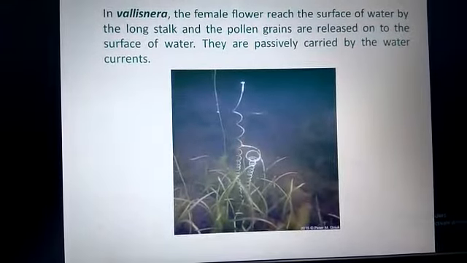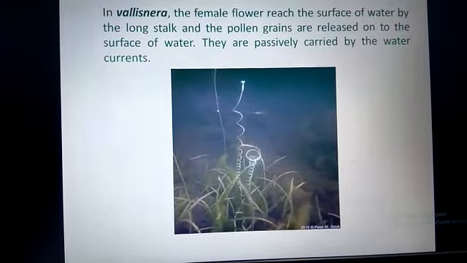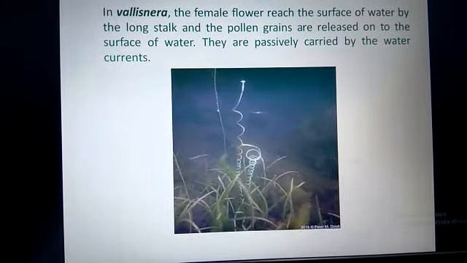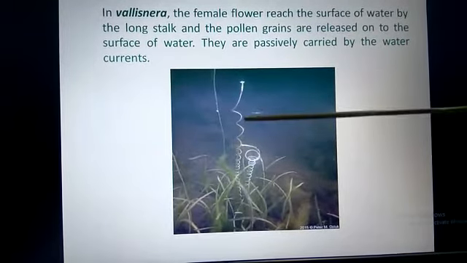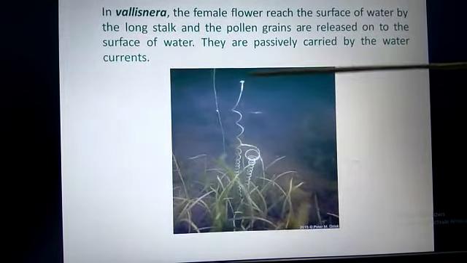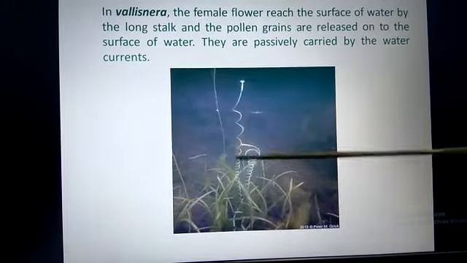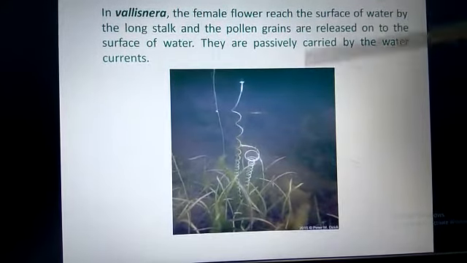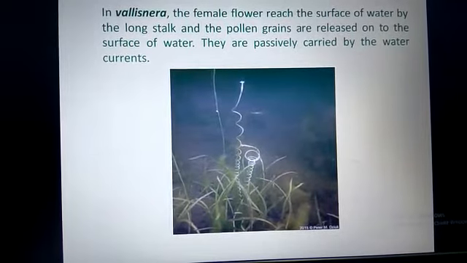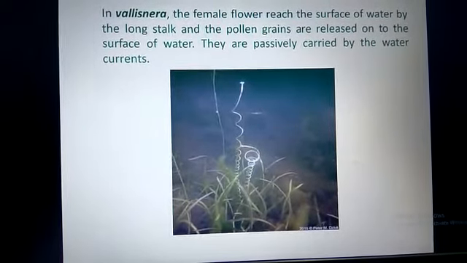But in aquatic plants like Vallisneria, the female flower reaches the surface of water by a long stalk. You can see the picture here. This is the stigma, and the stigma can reach the water surface by a long stalk, and the pollen grains are released on the water. These pollen grains are passively carried by water current until they reach the stigma.